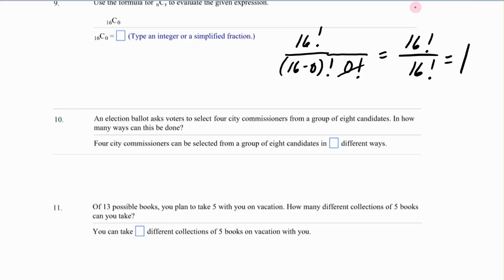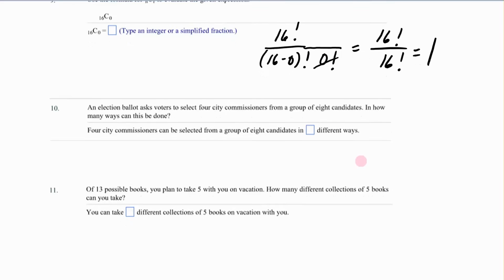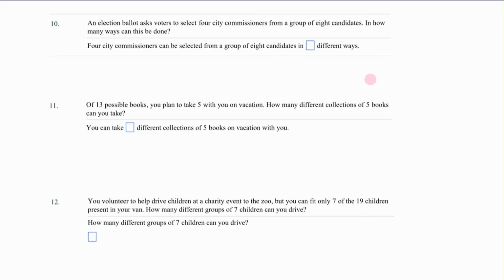So now let's actually take a look at a few problems that involve possibly combinations. It says an election ballot asks voters to select 4 city commissioners from a group of 8 candidates. In how many ways can this be done? Does the order matter? No. It's like the committee. It doesn't matter if you're first, second, third, fourth. So this is the combination of 8 taken 4 at a time.